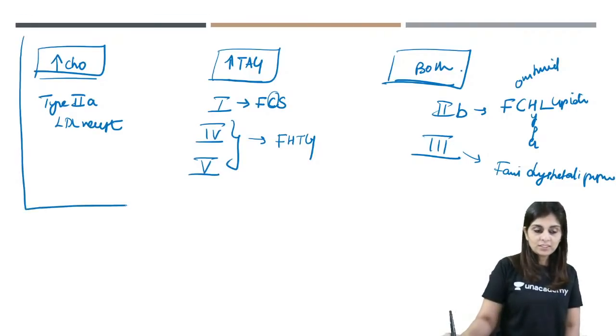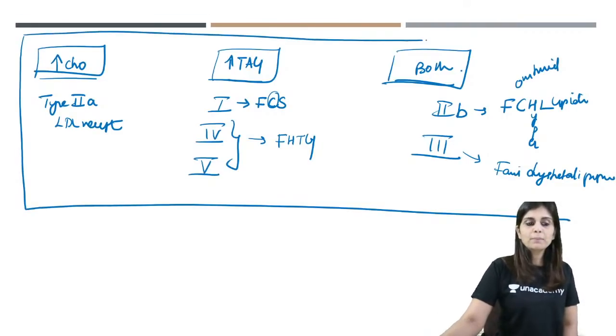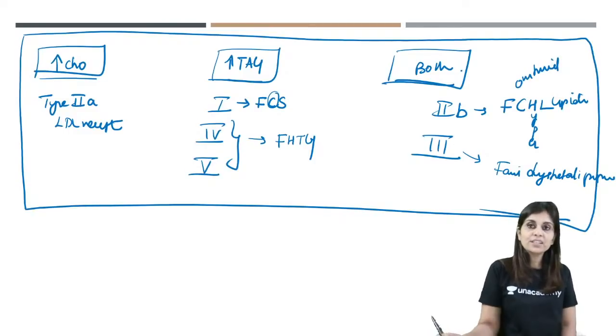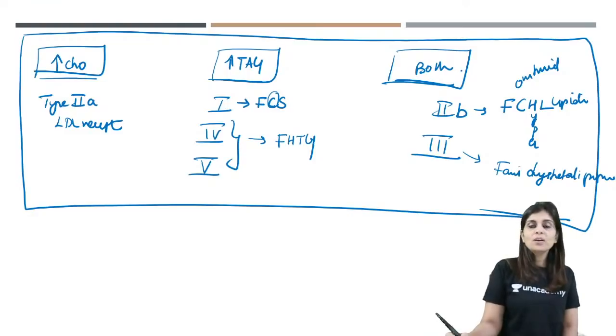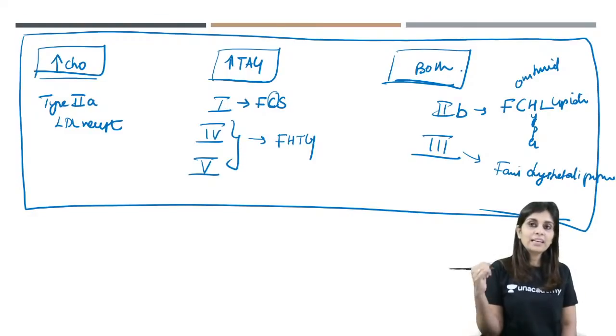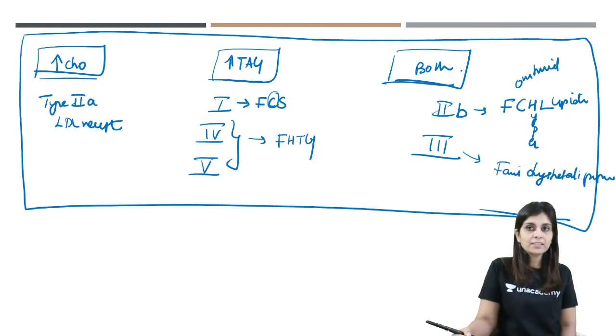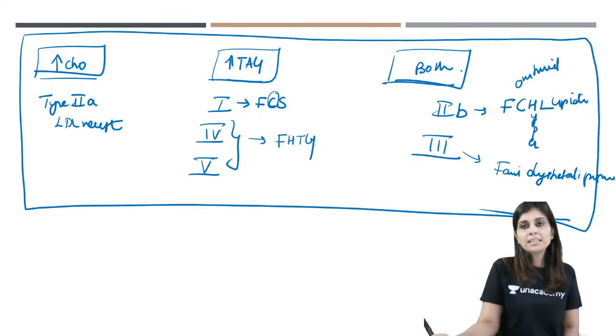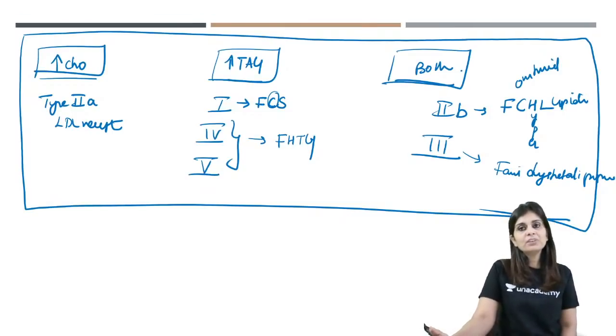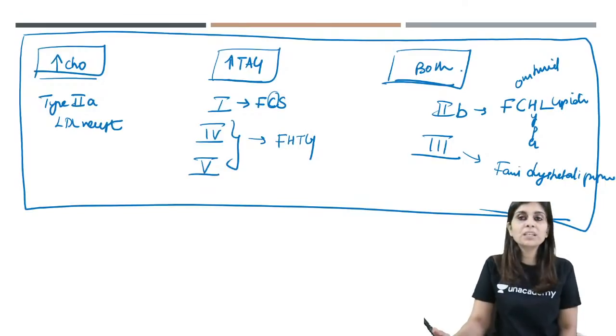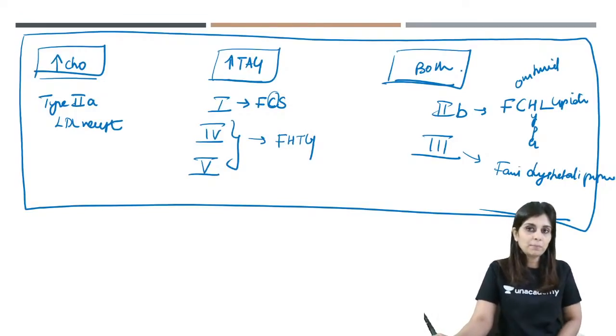So if you know this classification, you will be able to answer many questions related to Fredrickson's classification of hyperlipoproteinemias. So what are the conditions which present as an isolated elevation of TGL? It is 1, 4 and 5. 1 is familial chylomicronemia syndrome. 4 and 5 are familial hypertriglyceridemias. Isolated elevation of cholesterol is type 2A, which is familial hypercholesterolemia. Both will be type 2B and type 3. Type 2B is familial combined hyperlipidemia. Type 3 is familial dysbeta lipoproteinemia.